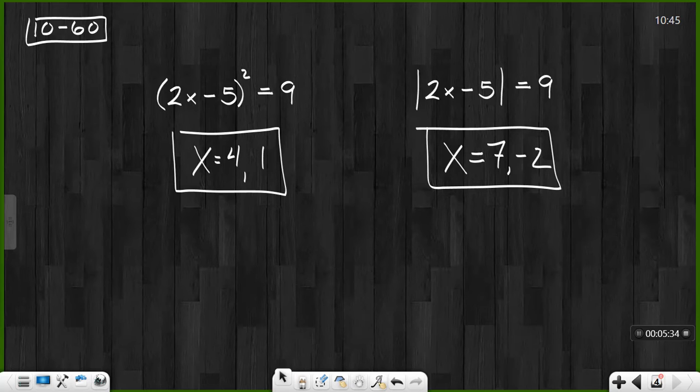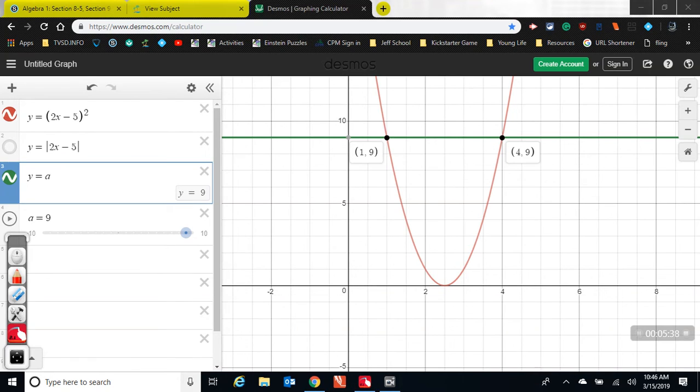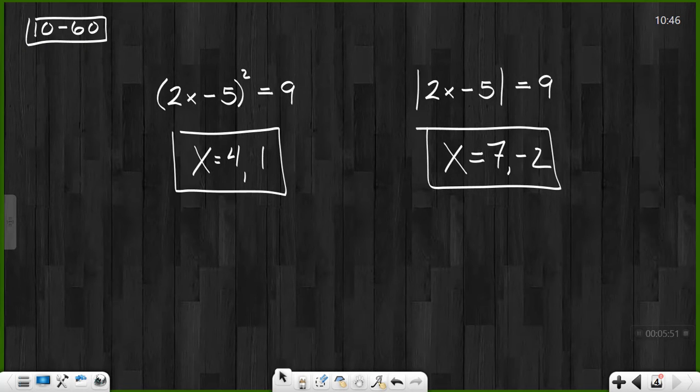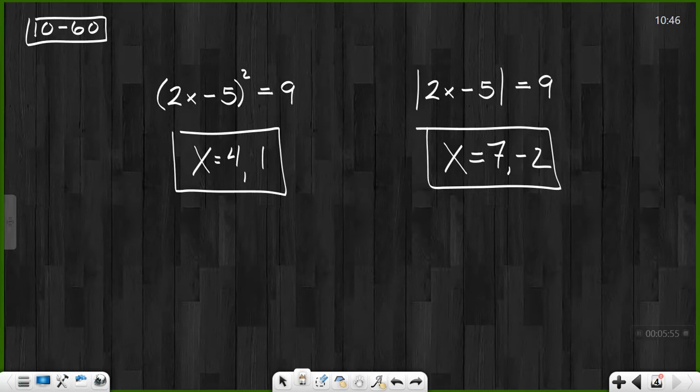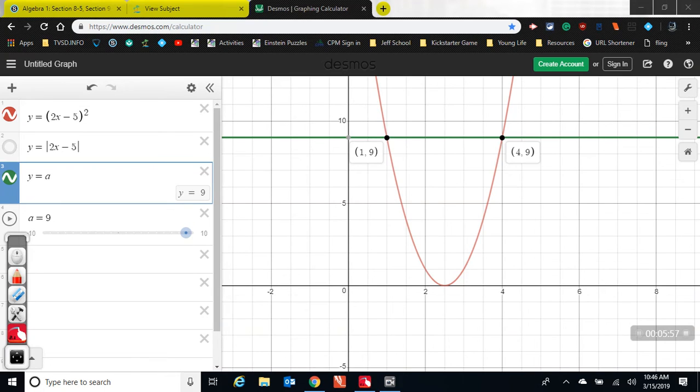Why? Let's take a look at the graph for a moment to see why this is true. On our graph here, we see that we've got the parabola of 2x minus 5 squared. It's a perfect square trinomial here. And we can see we've got another line. Our green line represents the value of 9. The question that we're essentially asking when I give you this equation is, when will the parabola of 2x minus 5 squared equal 9?